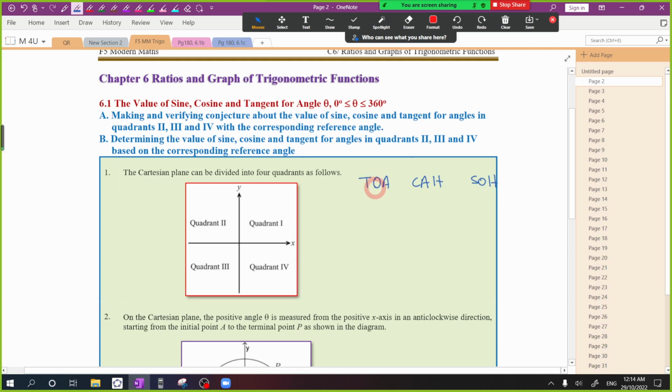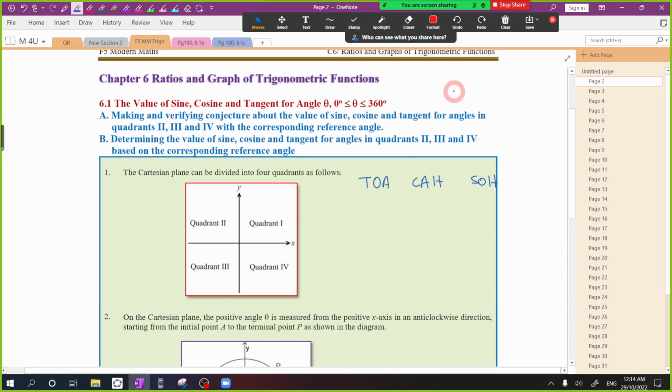Okay, what does this mean? It means that tangent is equal to opposite side divided by adjacent side. Cosine theta is equal to adjacent side divided by hypotenuse side. And sine theta is equal to opposite side divided by hypotenuse side. This you learn in Form 3. Still remember?